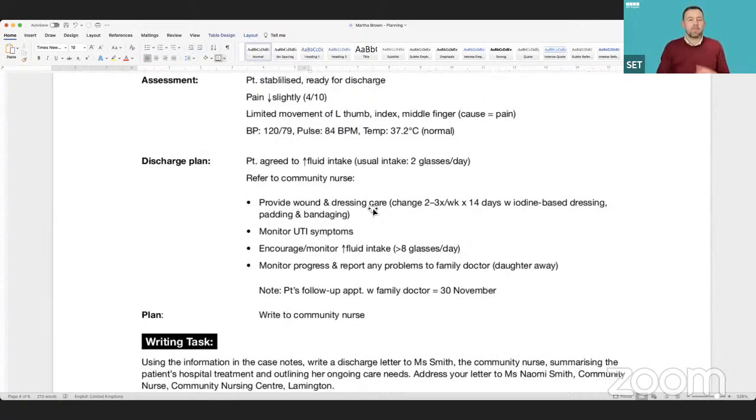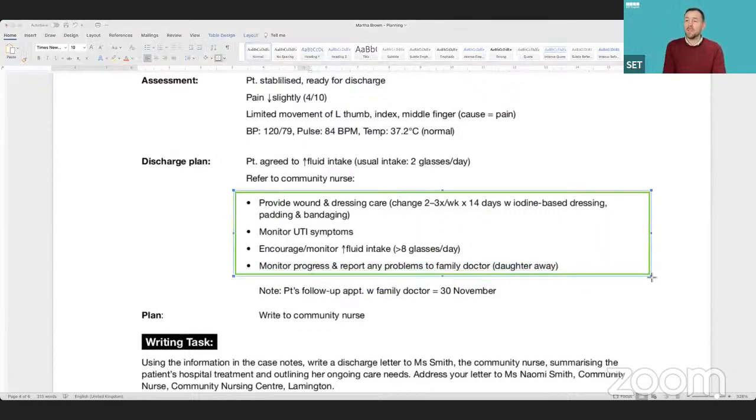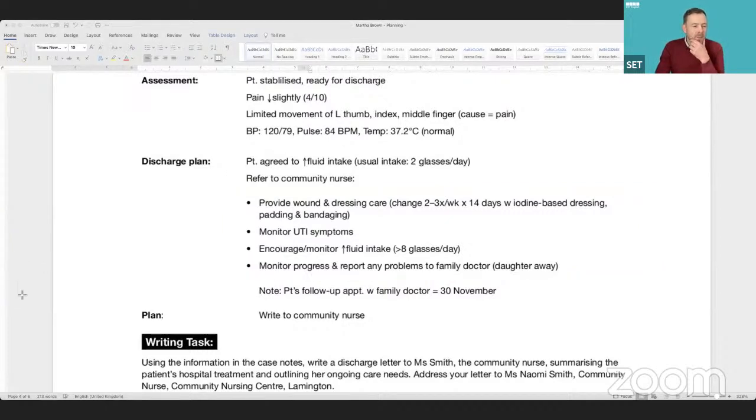All right, so the patient agreed to fluid intake, refer to community nurse. Okay, here it is. Provide wound and dressing care. Excellent. Monitor UTI symptoms. Good. Encourage or monitor fluid intake. Monitor progress and report any problems to the family doctor. Well, that's great. I think that's a really clear set of things that I'm asking this person to do for me. So already I'm thinking, there's my request paragraph. I've got that already.